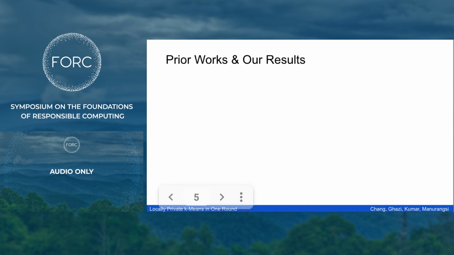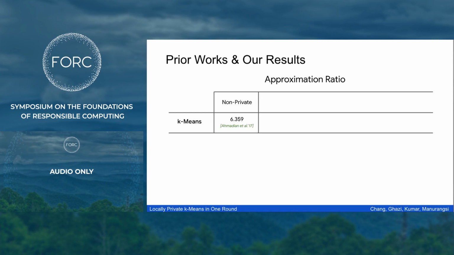Now that we have defined the problem and our models, we can describe the results in previous works and also our paper. The k-means problem is well known to be NP-hard, and thus people have focused on studying approximation algorithms for the problem. When there is no privacy constraint, the best known approximation ratio is currently roughly 6.36 by Ahmadian et al. In the central DP setting, Kaplan and Stemmer gave an approximation algorithm that achieves a constant approximation ratio. However, this approximation ratio is very large, and by our estimate is more than 100.